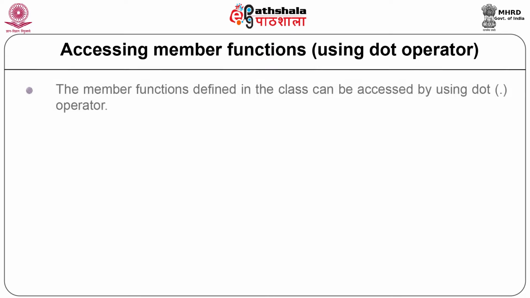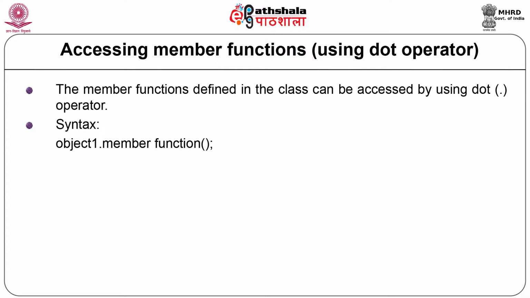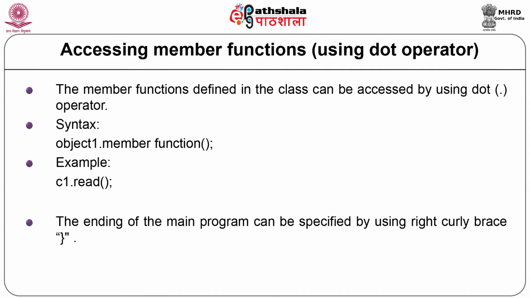The member functions defined in the class can be accessed by using the dot operator. Syntax: object name dot member function name. Example: C1.read(). In the above example, C1 is an object of the class circle and read is a member function of the class circle, and the dot operator is used to access member functions. The ending of the main program can be specified by using the right curly brace.